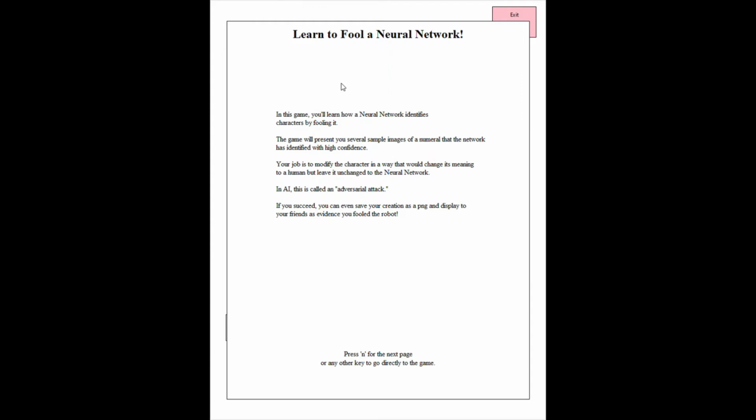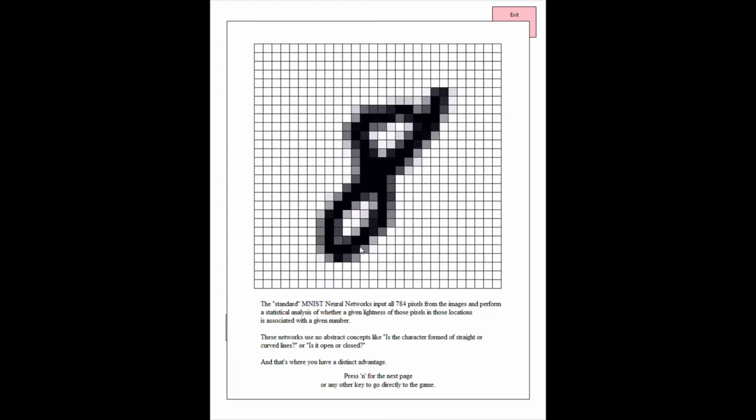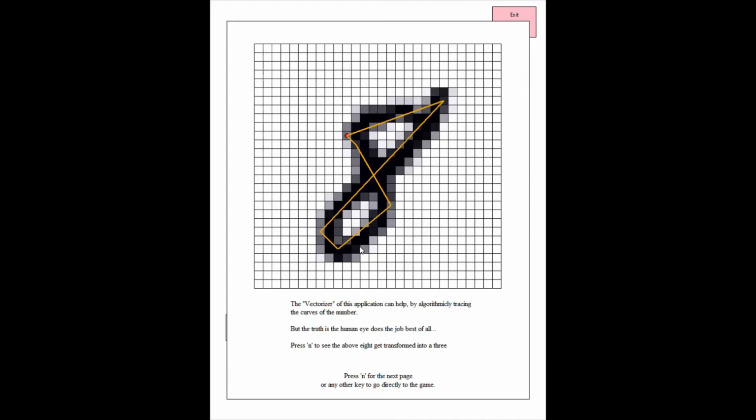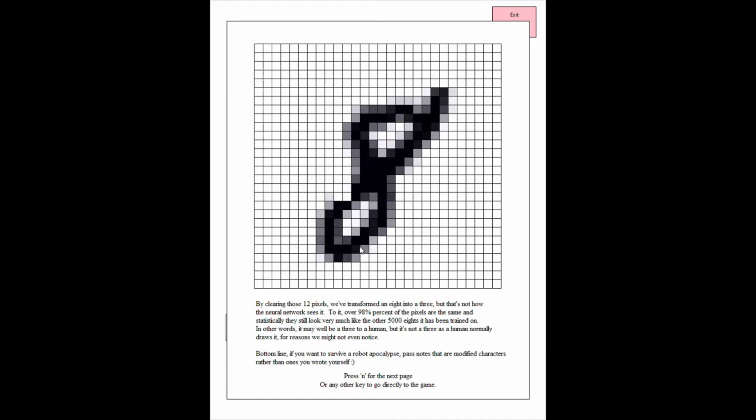The application is a game, which is fun because you get to go head-to-head with the AI, but it also illustrates the point of the project. The point of the game is to do what's called launching an adversarial attack, or fooling an AI. You do it by modifying an existing character into a new one. Imagine you're modifying a number so you don't have to rewrite a form or something. Here we're modifying an 8 into a 3.